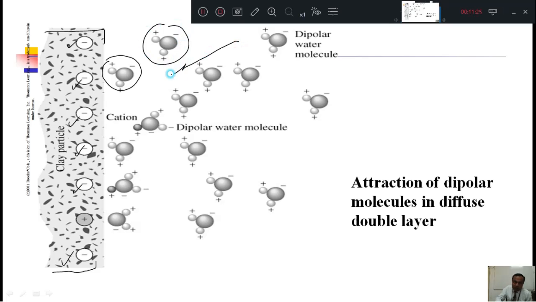When water comes in contact with the clay particles, see, this is the positive side, they will come and stick to this particle. But here, this is a positive, therefore this side will come and stick to the particle. Means whether the clay particle is positively charged or negatively charged, when water comes, it will start attracting that water.